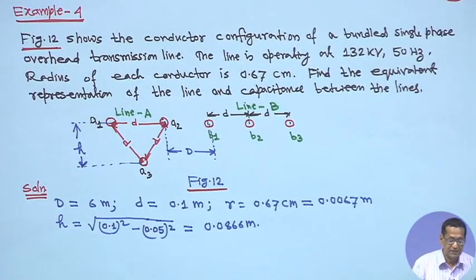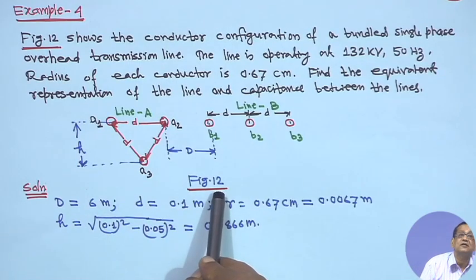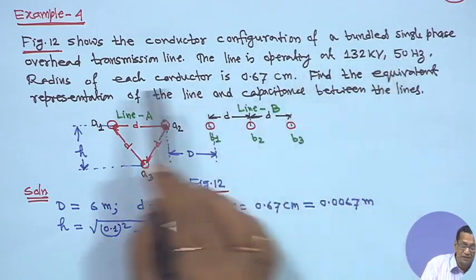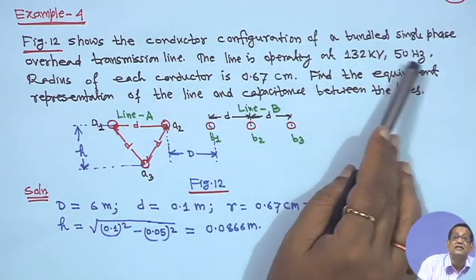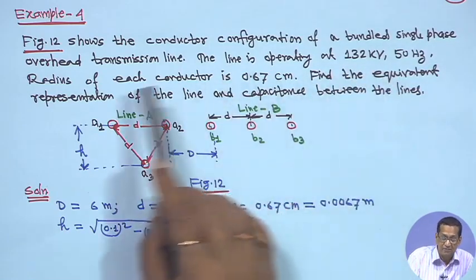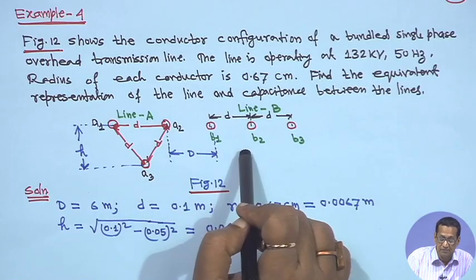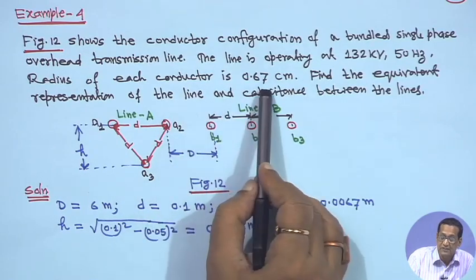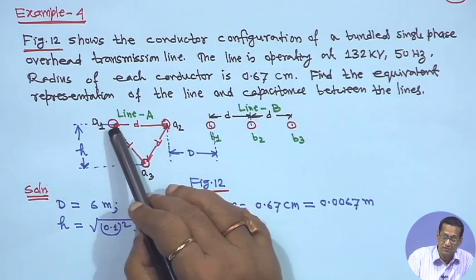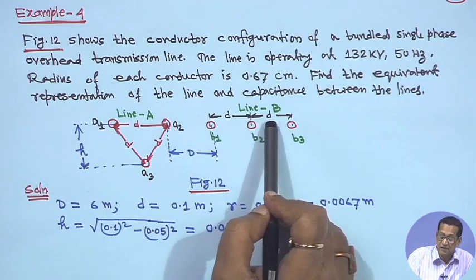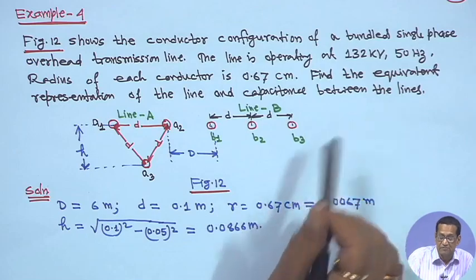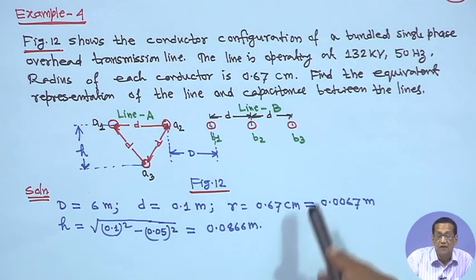Now, next one, you have a different configuration. So, this is figure 12. Figure 12 shows the conductor configuration of a bundled single phase overhead transmission line. The line is operating at 132 kV and 50 hertz, right. The radius of each conductor is given as 0.67 centimeter on both sides, right. Find the equivalent representation of the line and the capacitance between the lines.